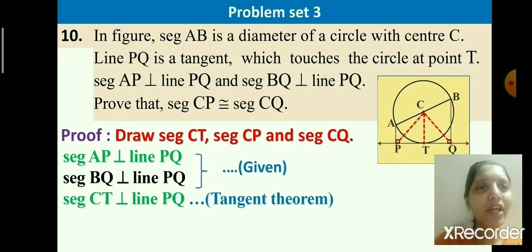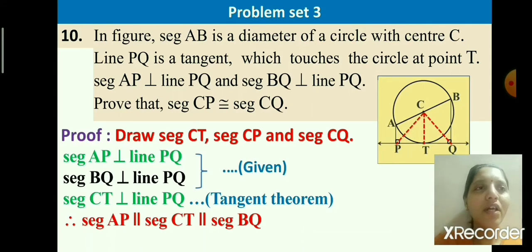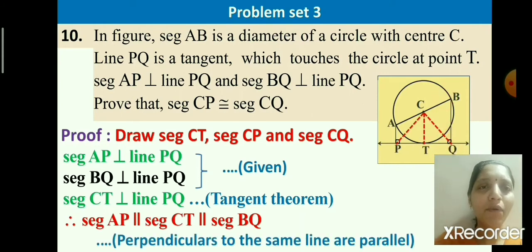Now what can you write? Yes, segment CT is also perpendicular to line PQ. By tangent theorem, we know that CT is the radius of the circle and the radius is perpendicular to the tangent drawn to that circle. Therefore, segment AP is parallel to segment CT is parallel to segment BQ. What reason will you write here? Perpendiculars to the same line are parallel.